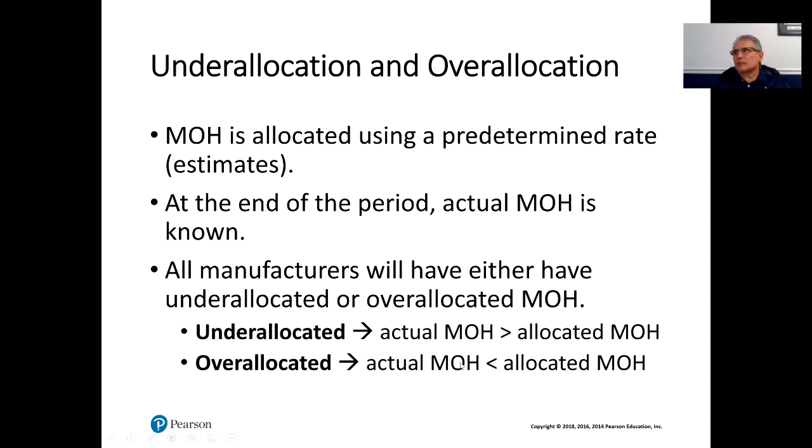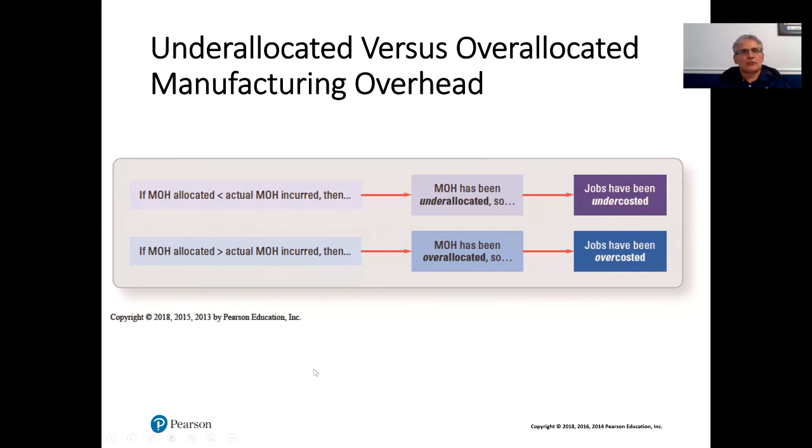This almost certainly will happen because we're dealing with estimates. So hopefully we won't be too far off. Hopefully we'll be pretty close, but we're going to be off. There's just no way we can be that precise when we're dealing with so many variables.